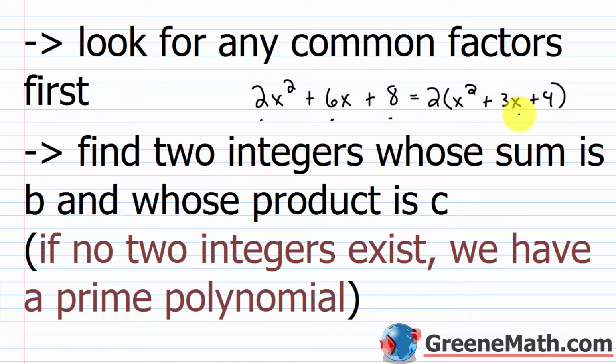I would start out by doing that, and then I would factor what's inside the parentheses into the product of two binomials. So once I've looked for any common factors, and if they exist, pulled them out, I want to, again, find two integers whose sum is b. Remember, that's the coefficient for the x to the first power term, and whose product is c. Remember, that's your constant at the end. If no two integers exist, we have a prime polynomial. So at this point, we're not going to be able to factor that.